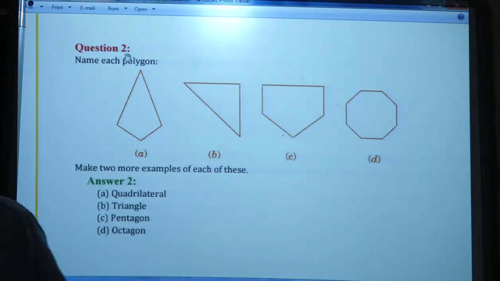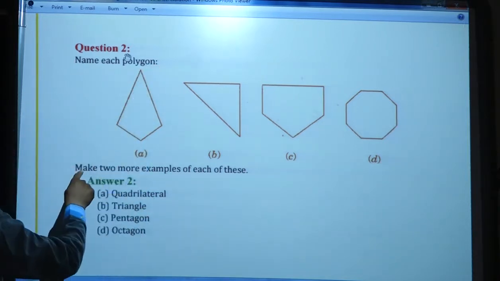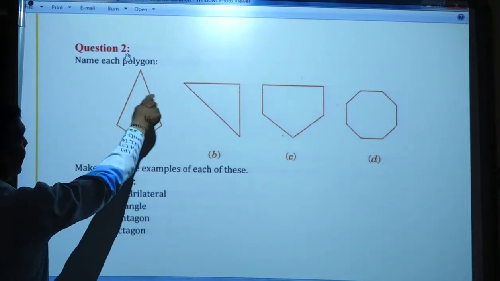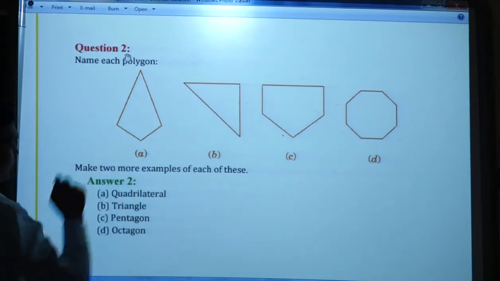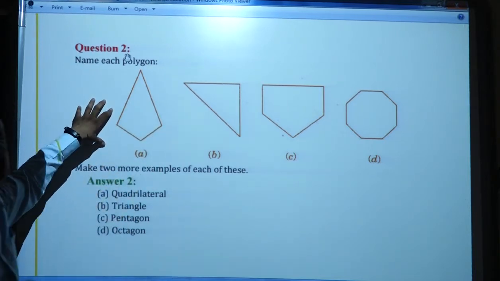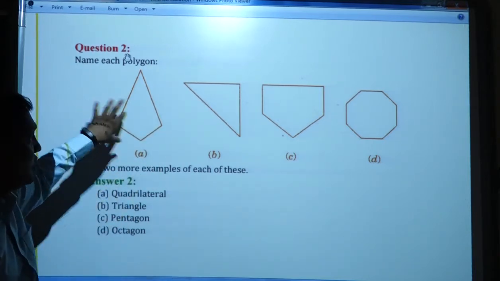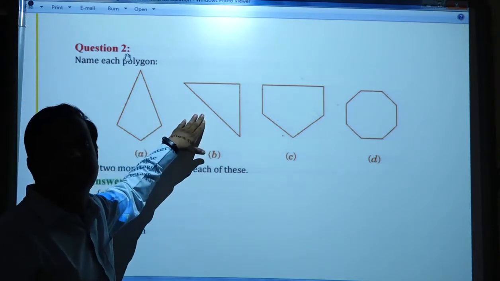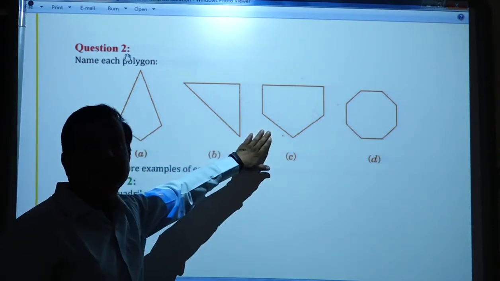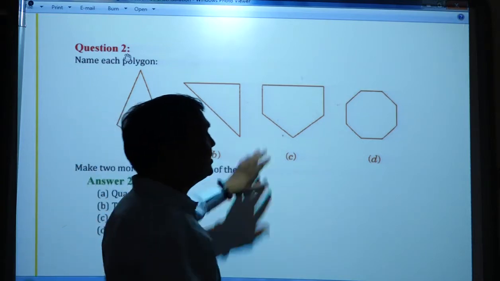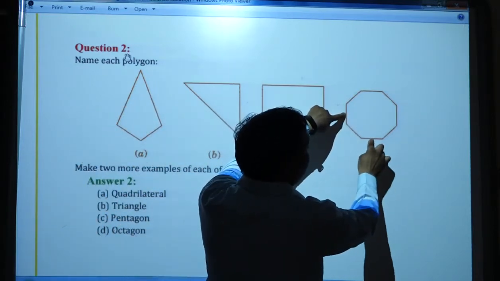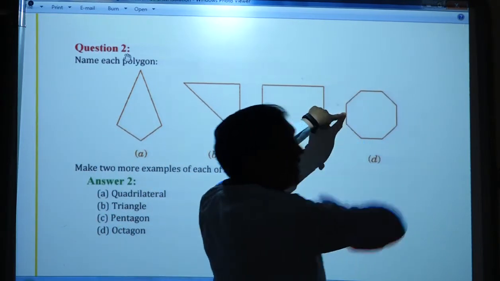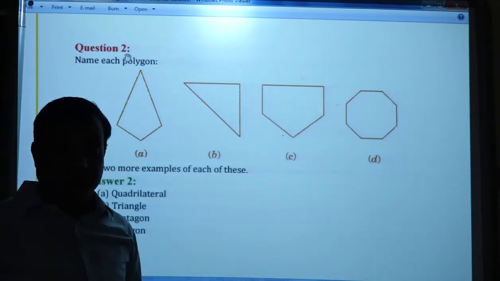Second question: name each polygon. This one has four sides, so it is a quadrilateral. A figure having three sides is a triangle. A figure having five sides is a pentagon. And this figure: 1, 2, 3, 4, 5, 6, 7, 8. Eight line segments means octagon.